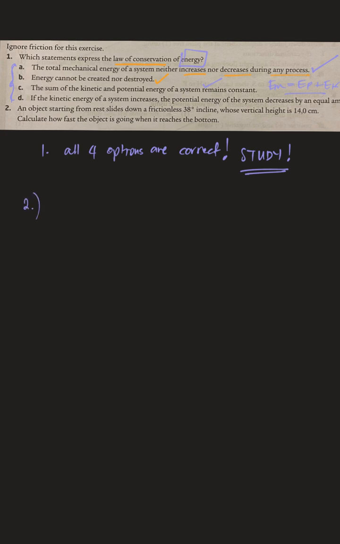Right, number 2. It says an object starting from rest slides down a frictionless 38-degree incline. So if I had an incline here, this incline, let's say, was at 38 degrees. So it looks like that. And what's happening is it has a vertical height of 14. So from the top to the bottom ground over here, it's 14.0 centimeters. Calculate how fast the object is going when it reaches the bottom.